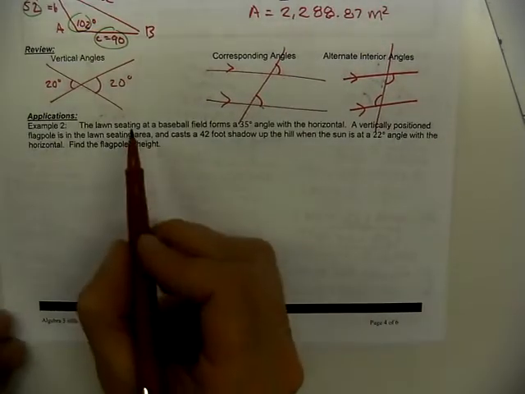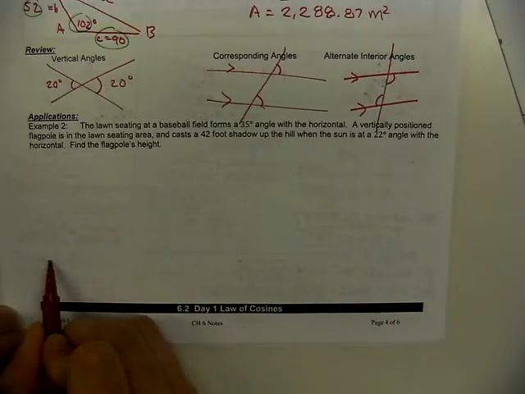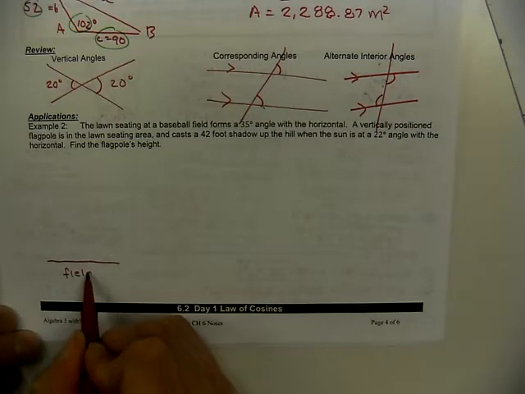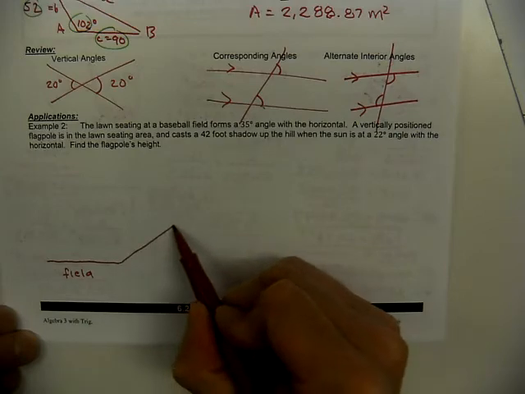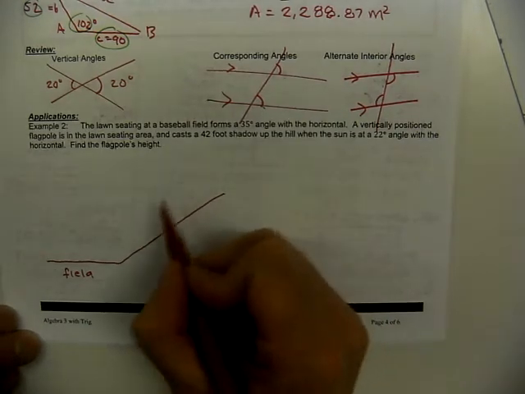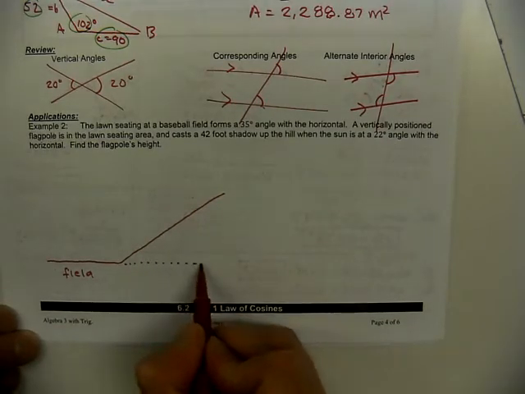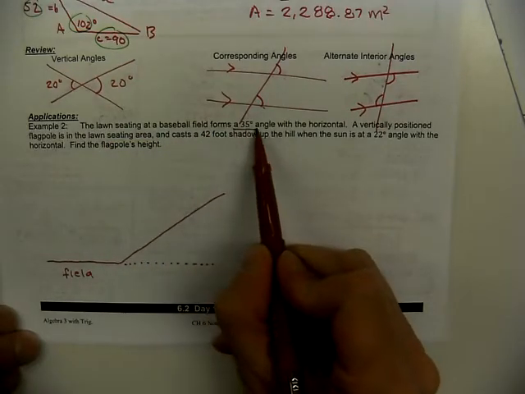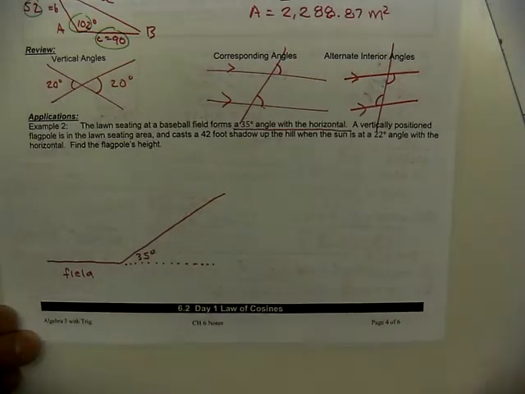All right, so if you think about the baseball field, we would presume that's going to be horizontal. And that's really not part of our diagram, but that's just to get us started. So there's the baseball field. Maybe there's a fence there, but at some point you have a banked area where spectators can come. They can bring their picnic blanket and just throw it down there and sit on the lawn. So this is our horizontal reference line. It says the lawn seating area forms a 35-degree angle with the horizontal. So right there is your 35-degree angle with the horizontal.